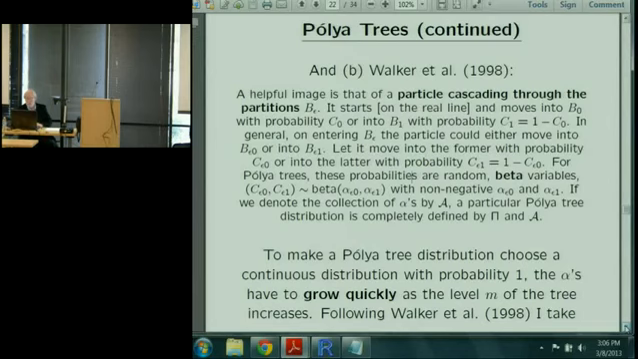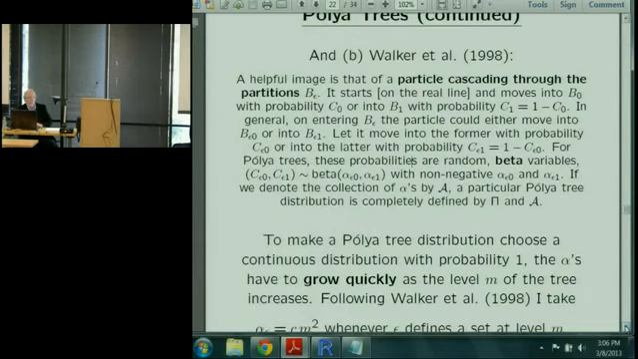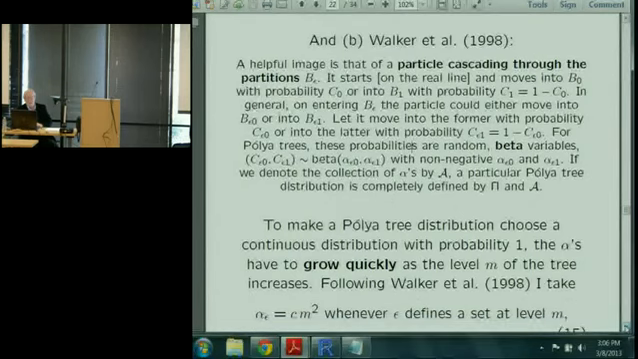And so look, here's the cute trick people do. People take the alpha at level epsilon to be c times m squared, where epsilon defines a set at level m. In other words, at level 1, I pick a number c, and at level 1, I put in c, c. At level 2, m is now 2. 2 squared is 4, so I put in 4c, 4c, 4c, 4c, 4c, 4c, 4c, 4c. At level 3, m is now 3. 3 squared is 9. I put in 9c, 9c, 9c, all the way across and so on. That makes the alphas grow fast enough so that you guarantee getting a continuous distribution with probability 1 as the number of layers of the polytree gets really big.